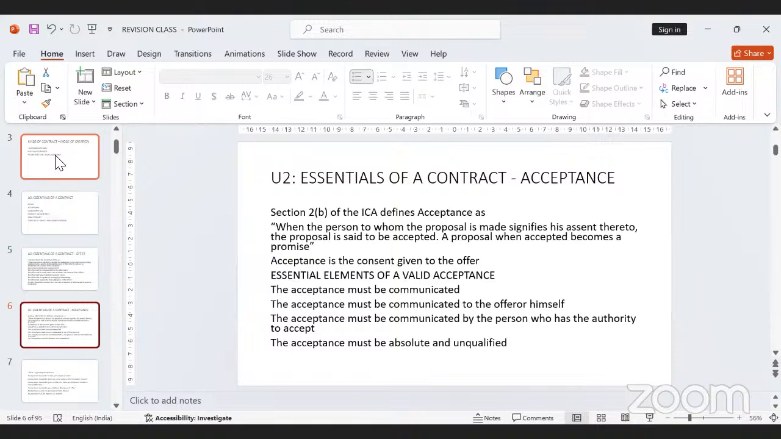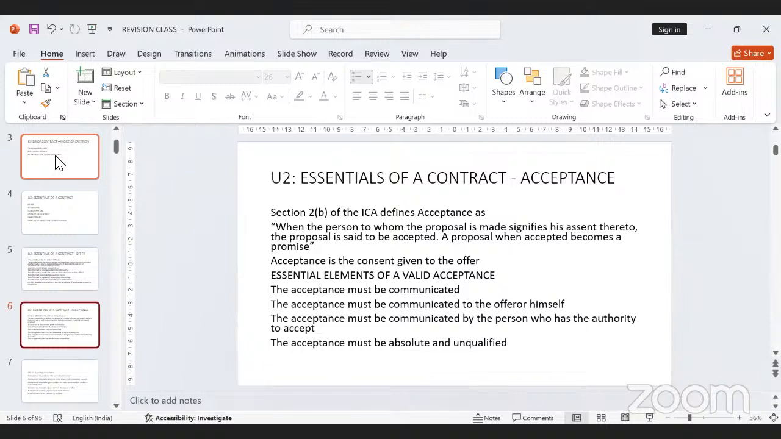Next, acceptance must be communicated by the person who has the authority to accept. Right? So I have asked X, will you buy my house for 1 lakh rupees? X's family members, X's daughter or son cannot come and give acceptance because they don't have the authority to accept. The offer was not given to them. So when the offer was not given to them, how will they get the authority? They will not get the authority.